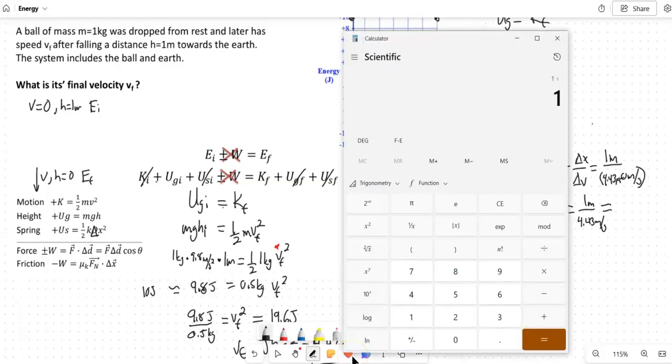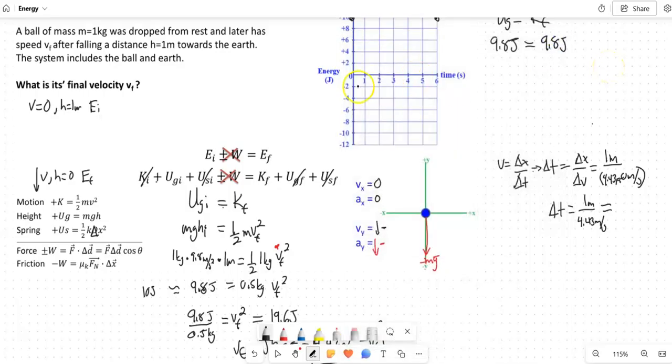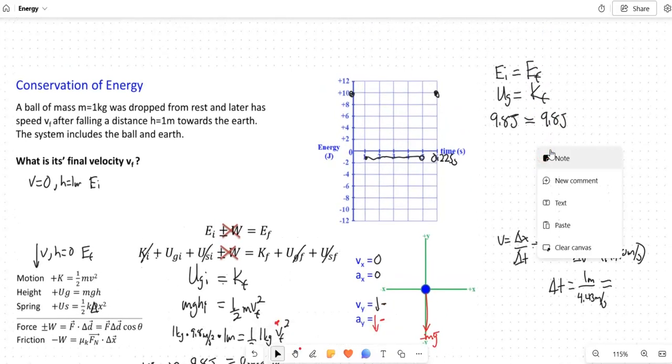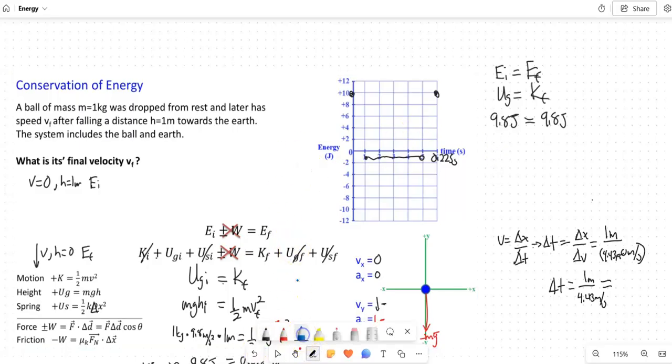I'm just figuring out for context how long it took. So 1 divided by 4.43, 0.225. So this is 0.225 seconds. That's how long it took for it to fall the distance of 1 meter. Okay, well, if you look at it, its energy isn't changing. It started at 10 joules at 0 seconds, and it ended with 10 joules at 0.225 seconds.